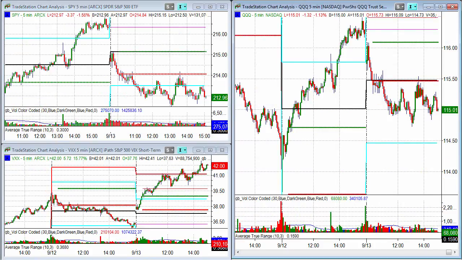So if we look at the Qs, the black line on my chart is the floor trader pivot. Again, you calculate it based on the prior day's action, and then the next day is where you draw the line. Yesterday, the floor trader pivot was around 115. Today, the floor trader's pivot was about 115.50.